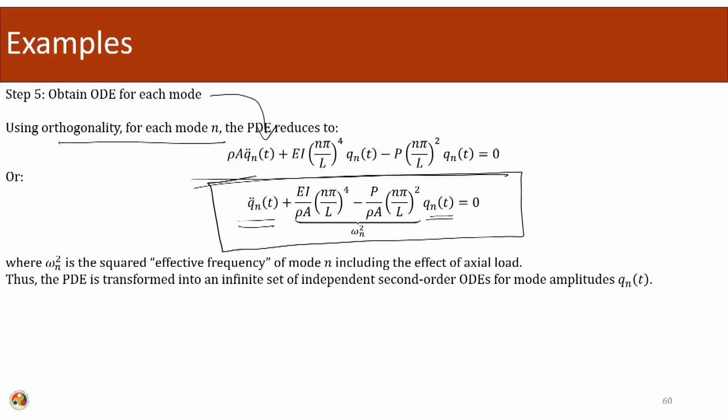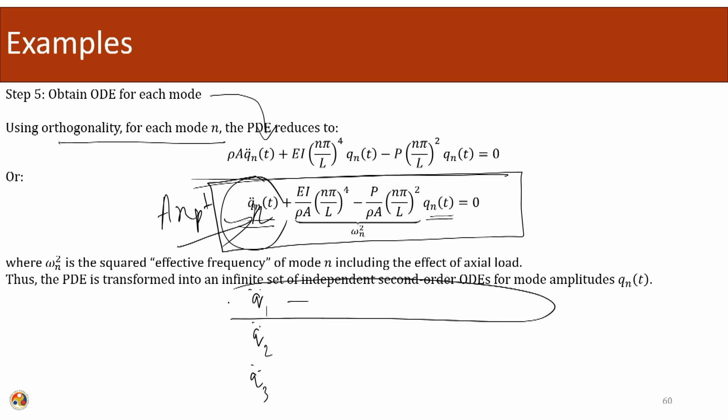So, here Qn corresponds to the particular mode, the amplitude corresponding to the nth mode. So, that way we can write down all the equations Q1, Q2, Q3. Here all the equations have been separated out.